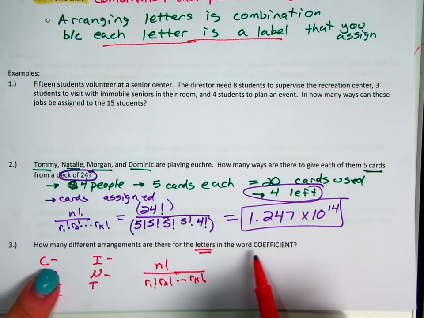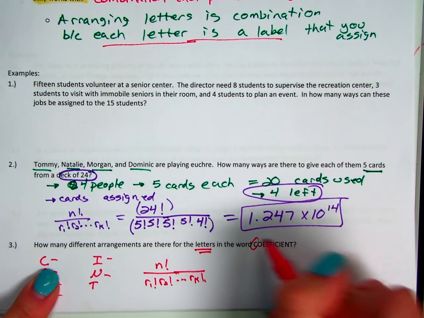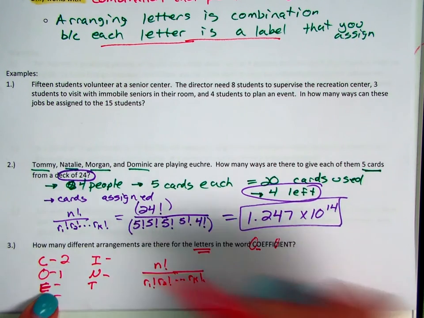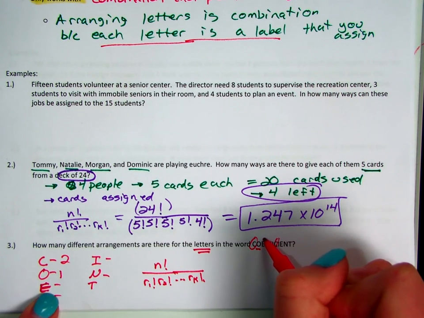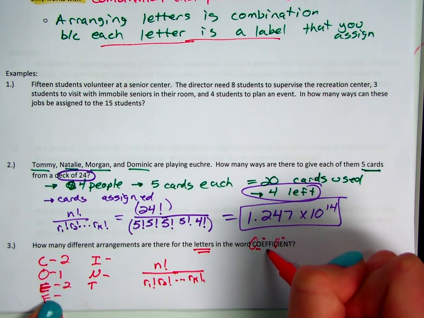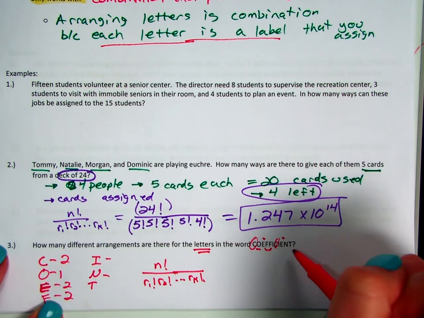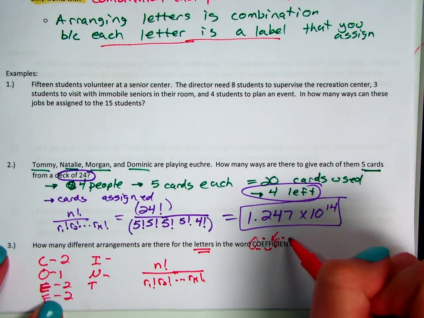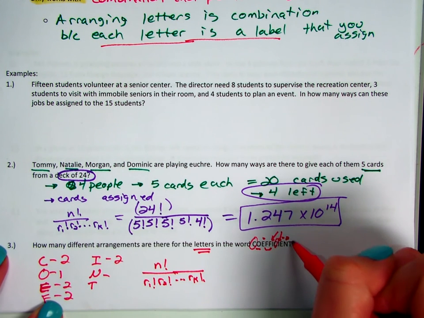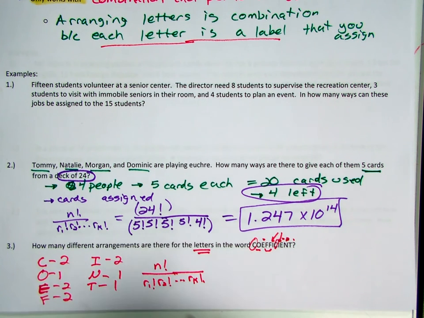So now we have to decide how many things are going to be labeled with C. Well, 1, 2. So there are 2 C's to label with. O's, there's only 1. E, there are 1, 2. F, there are 2. I, there is 1 I, 2 I's. N, there is 1. And T, there is 1. So 2 things will be labeled C, 1 will be O, 2 will be E, 2 will be F, 2 will be I, 1 will be N, and 1 will be T.